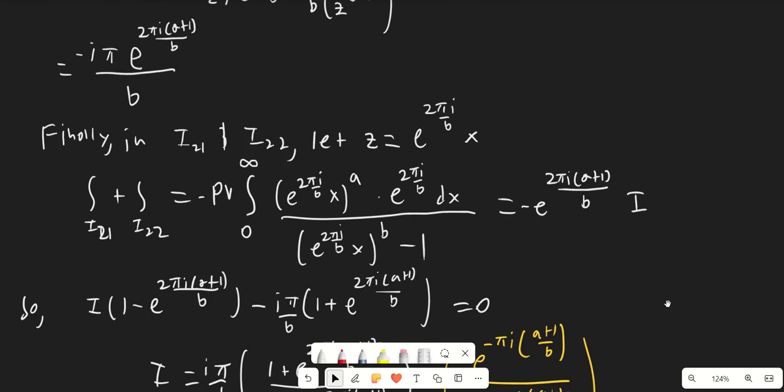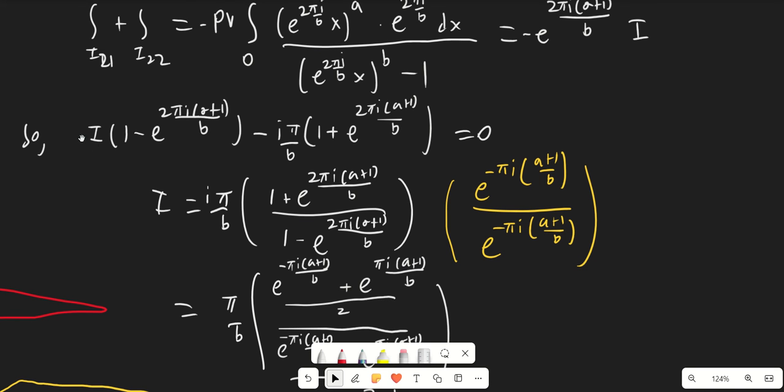So if we add everything together, we get that I times 1 minus 2 pi i times a plus 1 over b. Now this just comes from I11, I22, I12, and I21. And then we subtract i pi over b times 1 plus e to the 2 pi i times a plus 1 over b. This comes from gamma 1 and gamma 2. This is going to be equal to 0 because our function was analytic everywhere inside of the contour. That's why we made those little circles around the residues bent in towards the contour, because then we wouldn't have to evaluate any residues inside the contour.